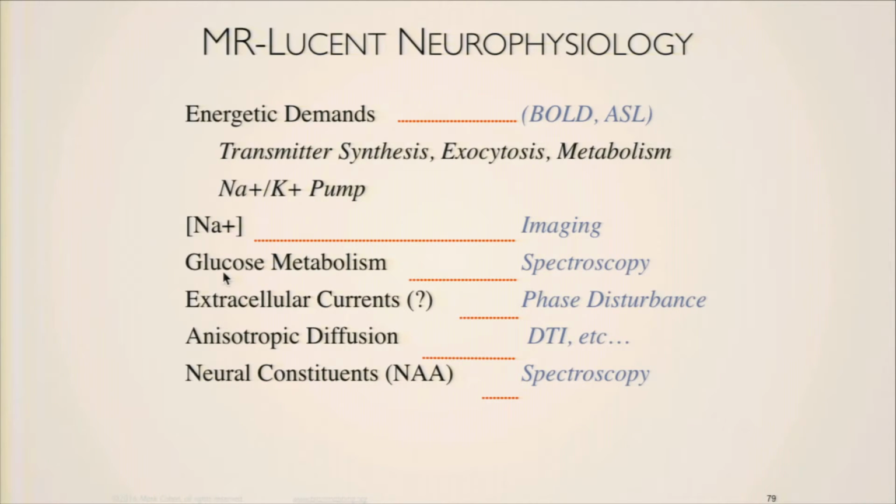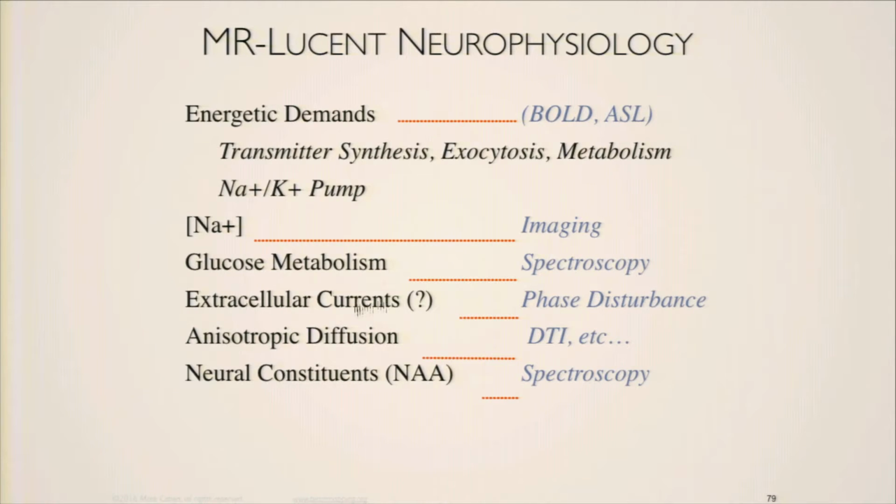I mentioned spectroscopy. This is a form of chemical analysis where you can look at the chemical concentrations in individual voxels in the brain and therefore measure things like glucose concentration or NAA concentration.